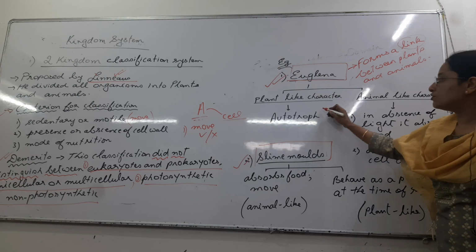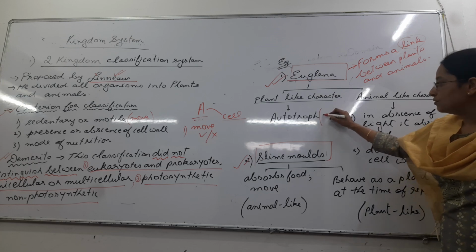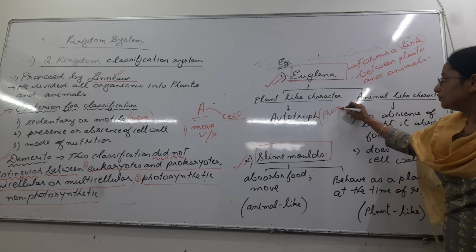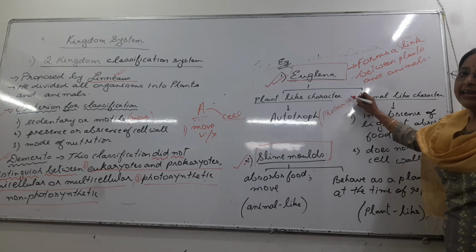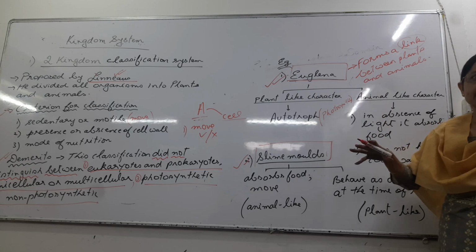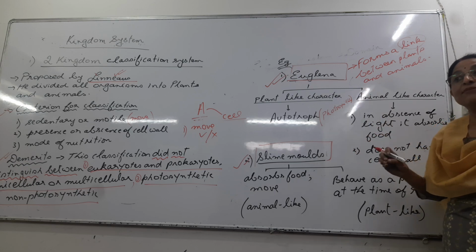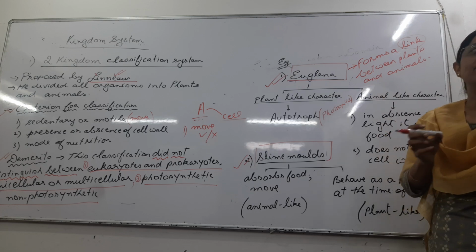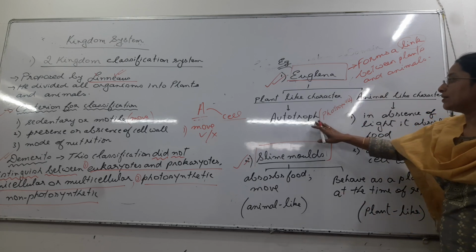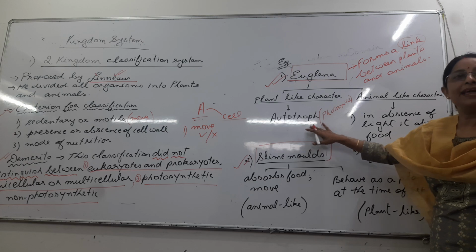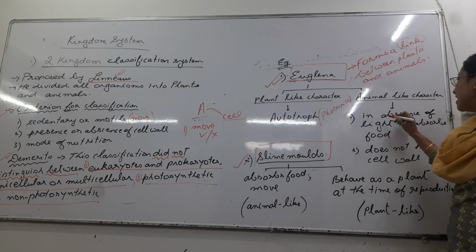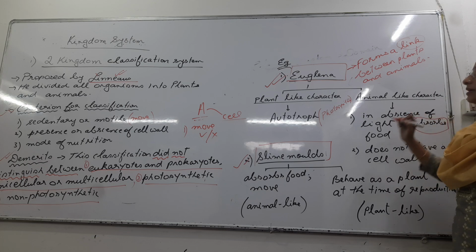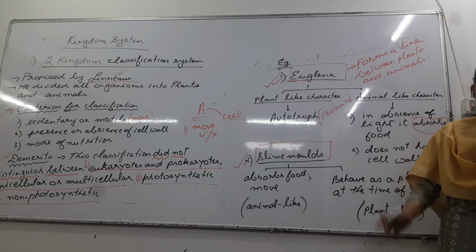Autotroph means prepare its own food. What do we call the food preparation method? Photosynthesis. So Euglena is photosynthetic. If it has to do photosynthesis, the most important thing is light itself. Photosynthesis happens with light. So when Euglena gets light, it is plant-like and does photosynthesis. When it does not get light, it starts absorbing food. It does not make its own food; it engulfs.